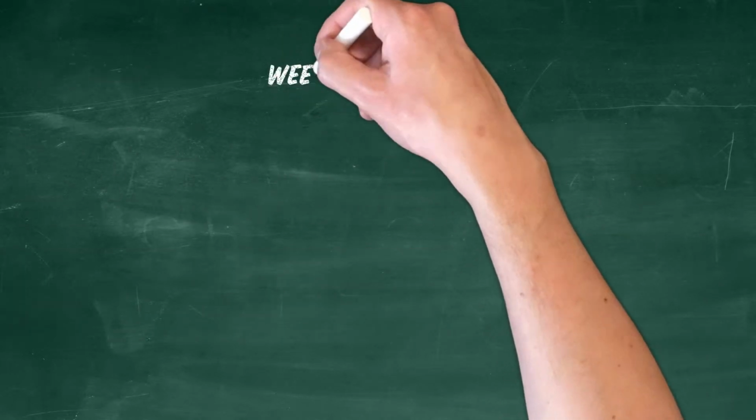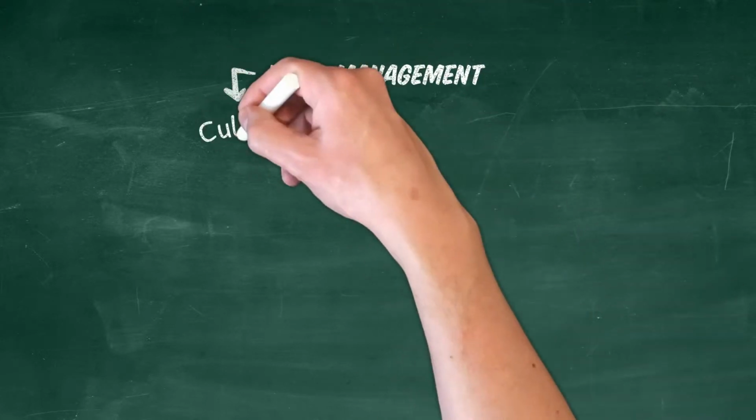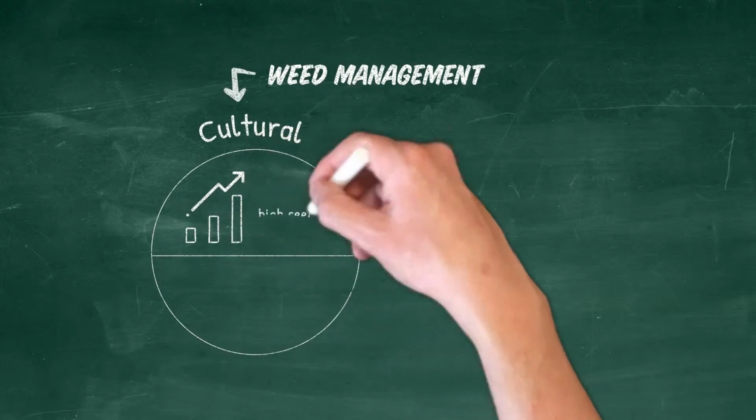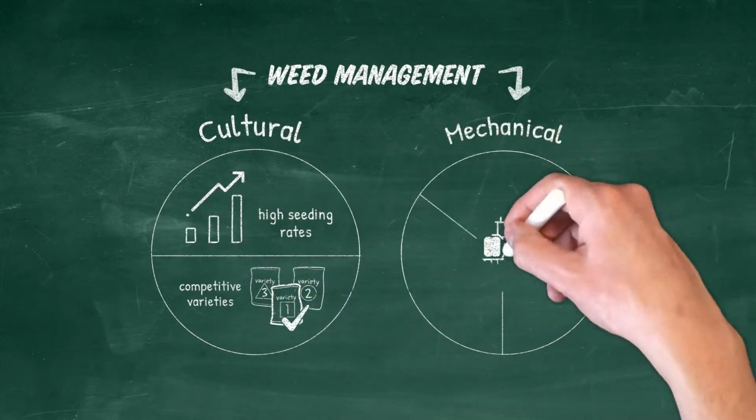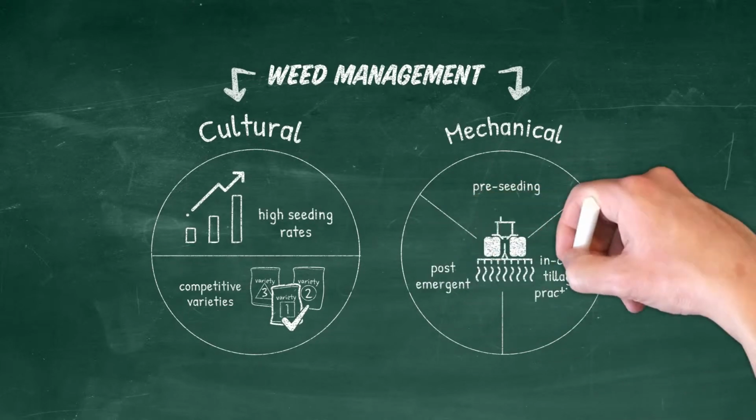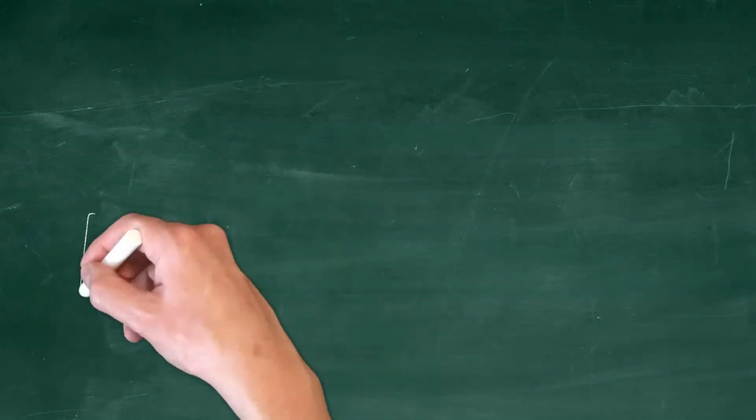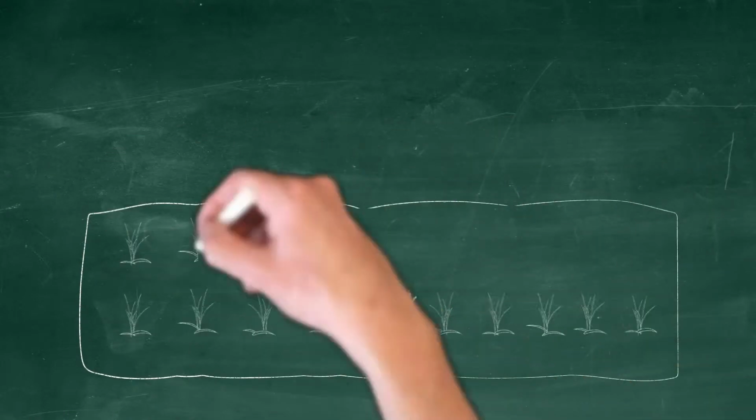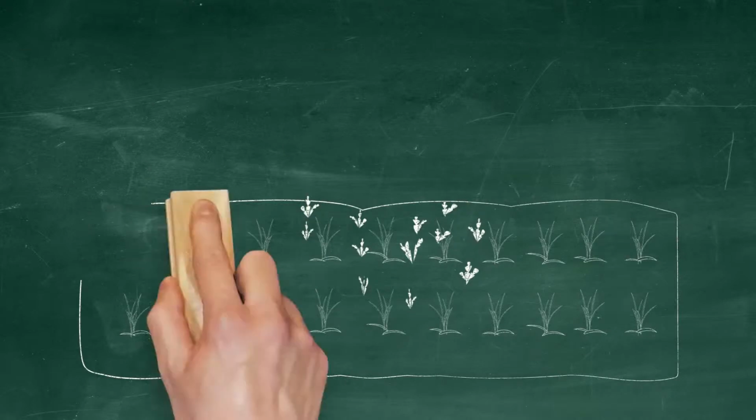Weed management throughout the season is important not just for yields, but also for grain quality. You have cultural options like high seeding rates and choosing competitive varieties, as well as mechanical options like pre-seeding, post-emergent, and in-crop tillage practices. Keeping an eye on areas of your fields that may have particularly bad weed or volunteer grain issues can save you both time and money later on.